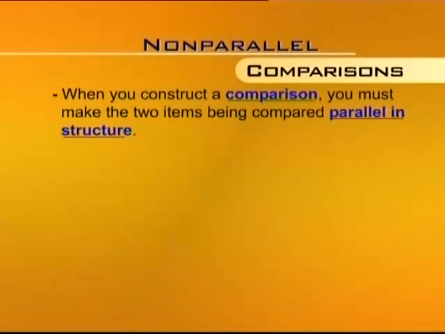When you construct a comparison, you must make the two items being compared parallel in structure. हमने पैरेललिज्म की अभी इस लेक्चर के शुरू में भी बात की थी कि जो भी चीज़ें एक सेंटेंस में हों जिनका फंक्शन एक हो उनका स्ट्रक्चर एक हो. इसी तरह जब हम कंपेयर अगर दो चीज़ों को कर रहे हैं तो उनका भी स्ट्रक्चर, जो दो चीज़ें कंपेयर की जा रही हैं उनका भी स्ट्रक्चर जो है वो पैरेलल होना चाहिए.